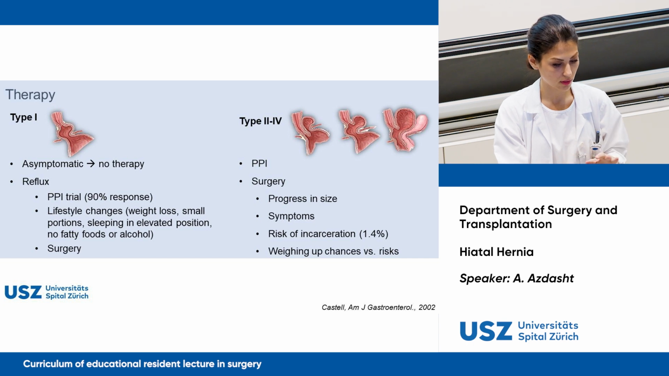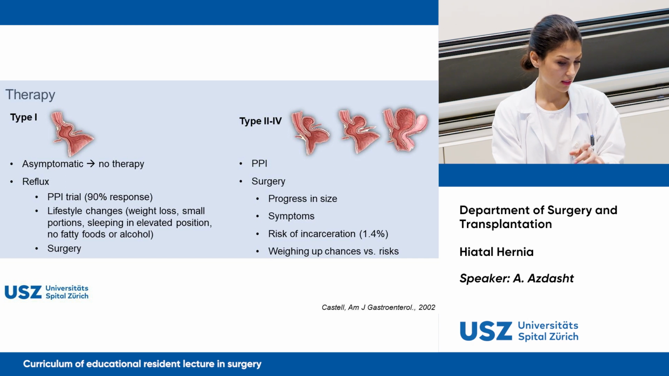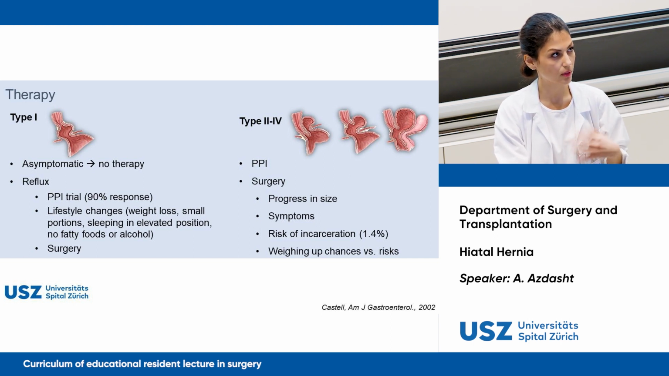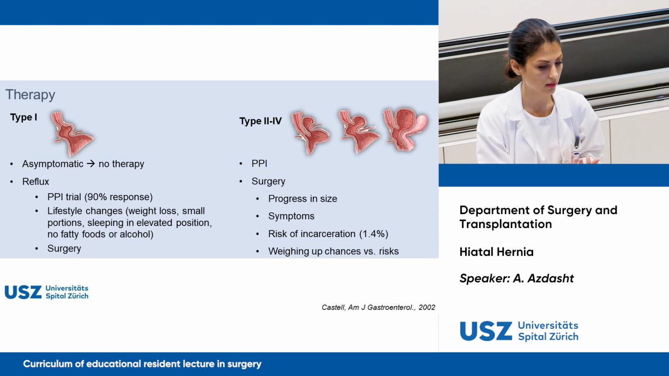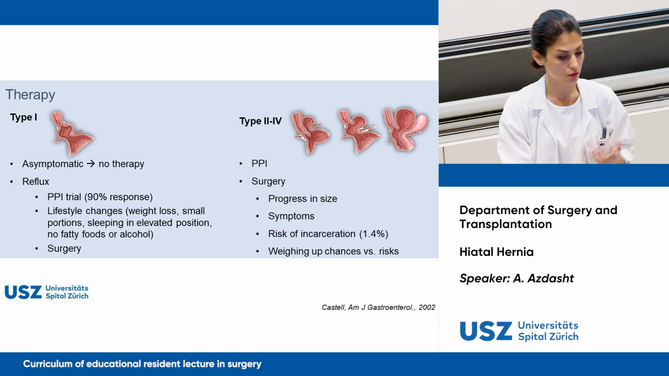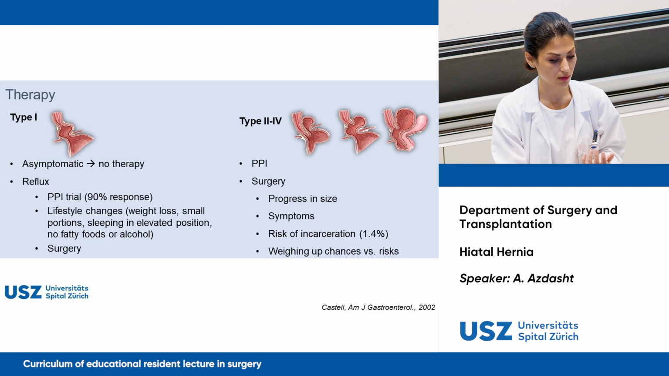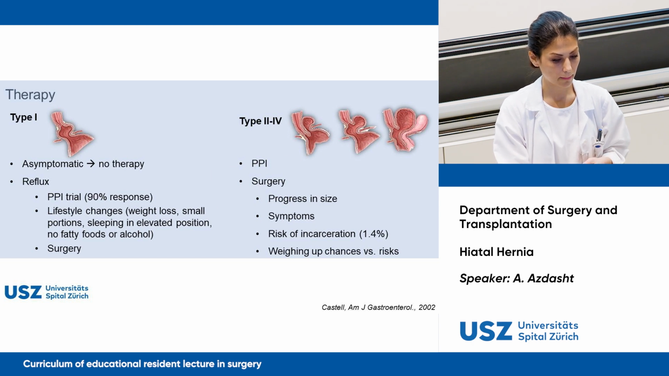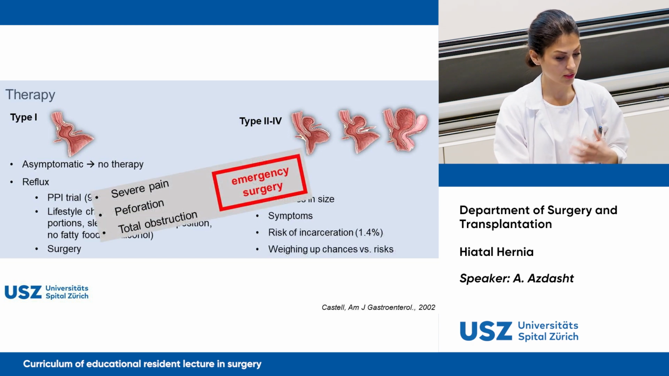Because when you take a look at, for example, the type 4, the complex hernias, you can imagine that the perioperative or the postoperative risks are quite high. The patient can develop pneumonia, mediastinitis, so you have to weigh up carefully the chances versus the risks. Of course, when the patient has severe pain, a perforation or a total obstruction, we go straight for emergency.